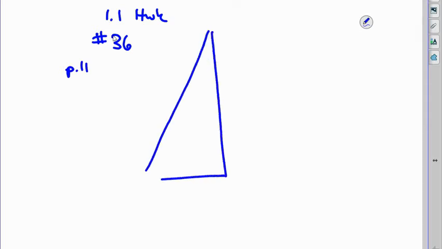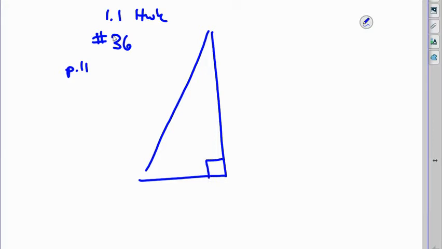Questions about this problem, number 36, from the 1.1 homework, which you can find on page 11. So we have to remember that the rules of math are always going to be the same.